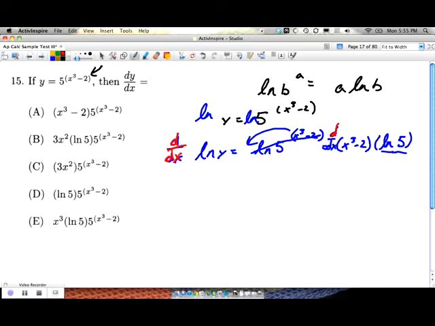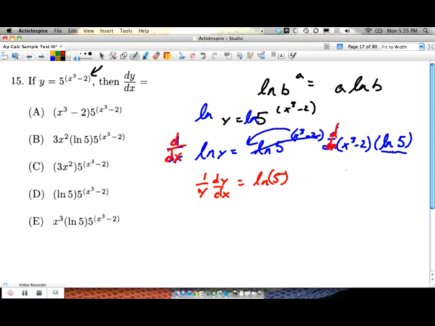d dx. Okay, what's the derivative of natural log of y with respect to x? Well, first of all, the derivative of natural log of anything is going to be dy over y, or we could just say 1 over y dy dx equals. And then on the other side, that natural log of 5 is going to just sit there. We don't have to really deal with it. The constant multiple rule allows us to just kind of attach it to the derivative and ignore it for now.